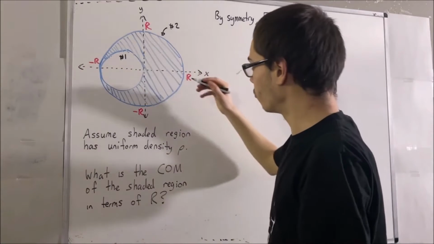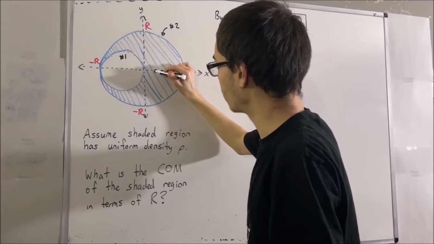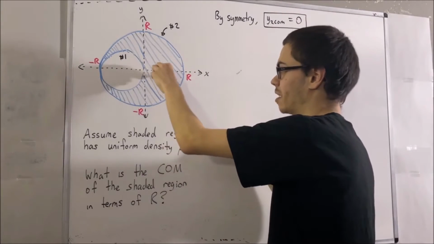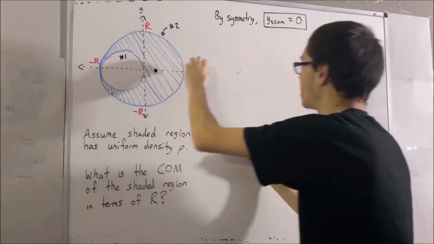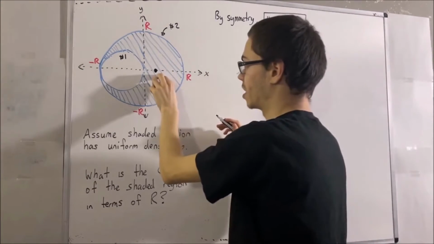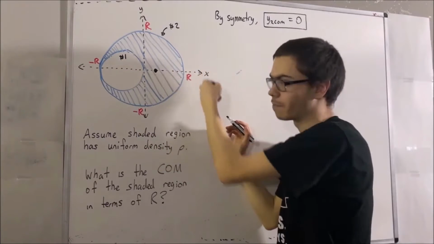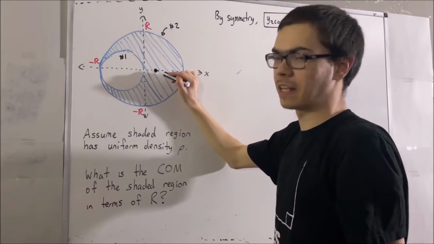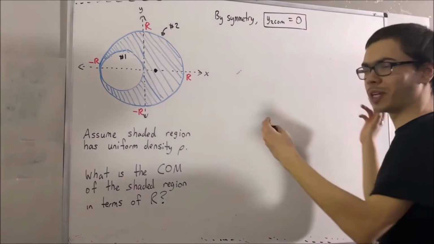And we probably expect the center of mass to be somewhere about right there, right? We know that the center of mass is going to be on the x-axis because the y center of mass is 0, but we also expect the center of mass to be to the right of the y-axis, right? And so our goal is to figure out the x-coordinate of the center of mass. So how do we do that?